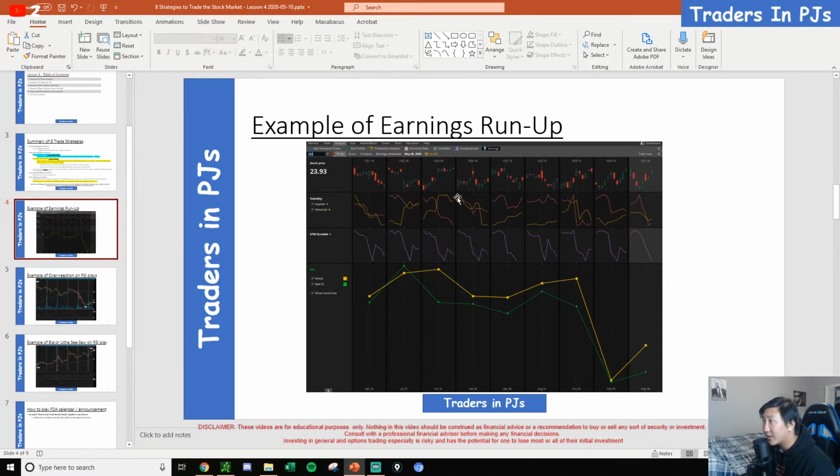Hopefully that's very clear. You can look at the third candle before the dotted line. Right here, you buy in, boom, it jumps up. Buy in, boom, it jumps up. Buy in, boom, it jumps up. So generally, it trends upwards as it gets closer to earnings. And so GM is a pretty good example.